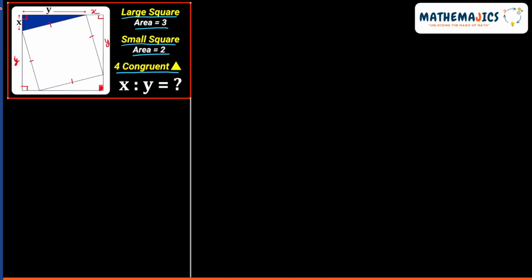Yes. And what do we need to find out? We need to find the ratio of x to y, the ratio of the length of the shorter side to the longer side of the right triangle. Okay. So let's see what we can do.